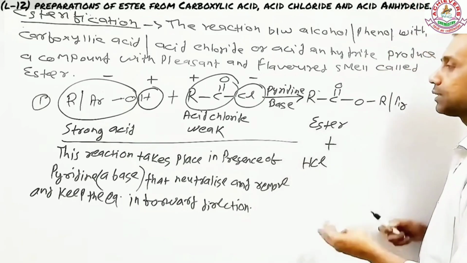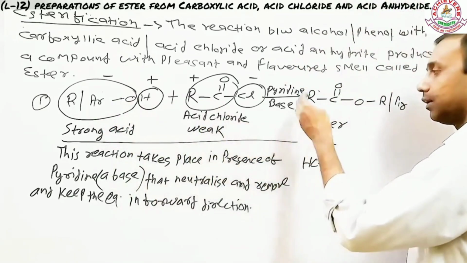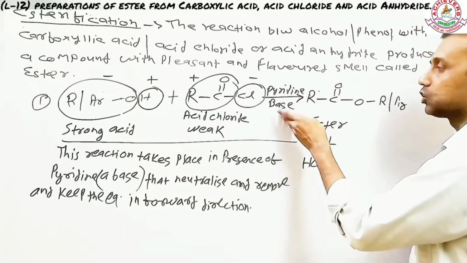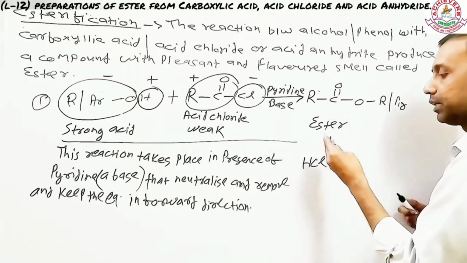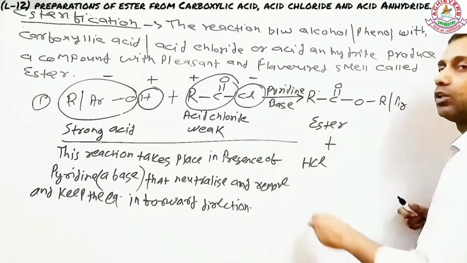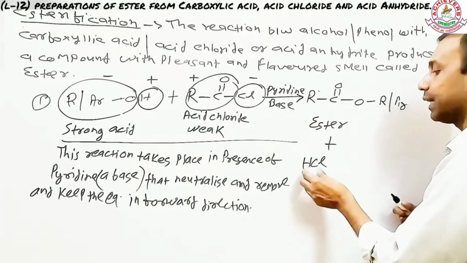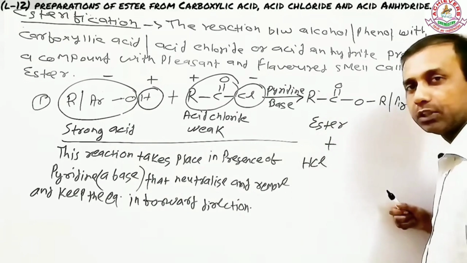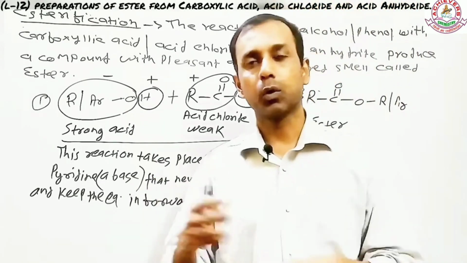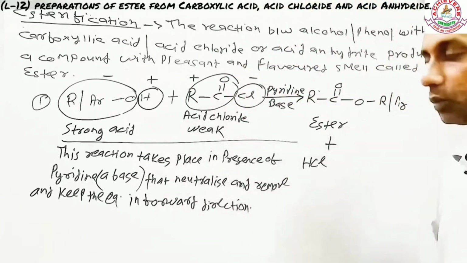So I hope you have understood that when alcohol and phenol react with an acid chloride, this reaction is carried out in presence of a pyridine base, and it produces ester and HCl. But in order to remove the HCl, the pyridine was used. How does this work? Pyridine being a base neutralizes the HCl, and this is how it is removed, so that more and more product can be produced by keeping the equilibrium in forward direction, right? So this is another method to produce ester. Let me take you through the third one.